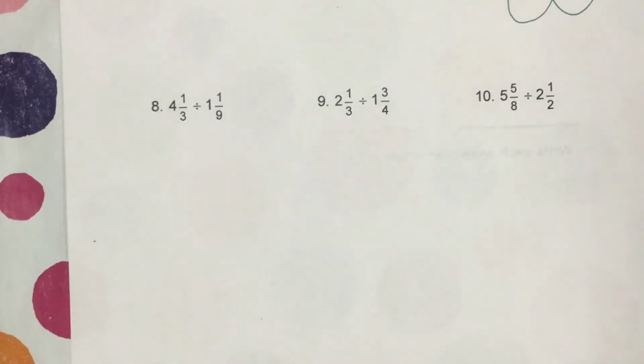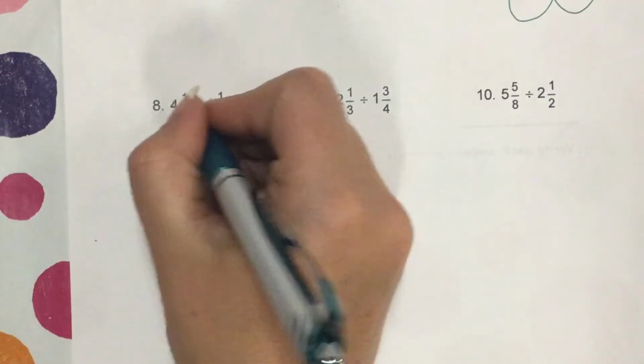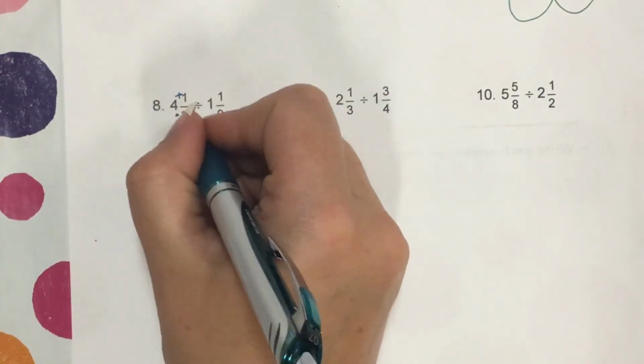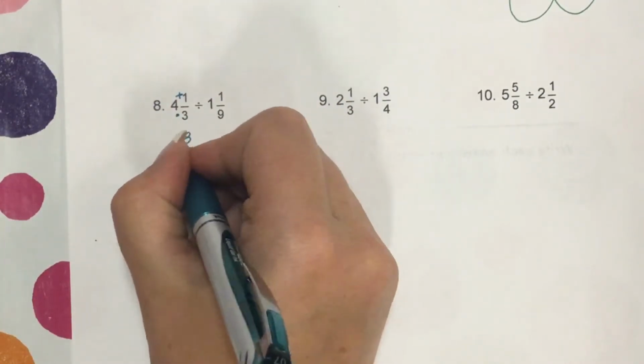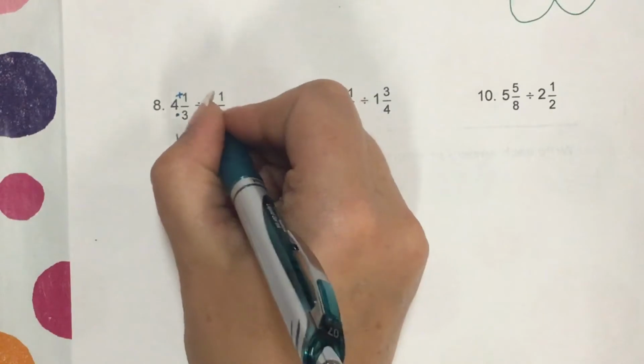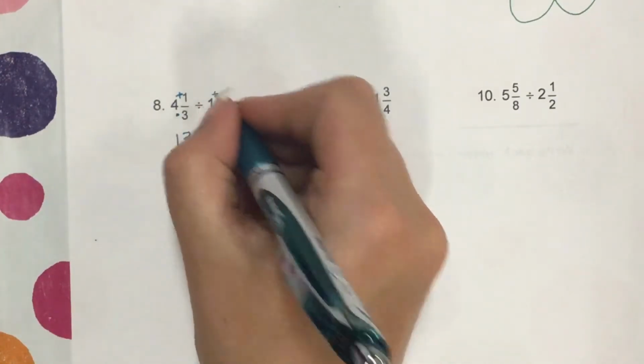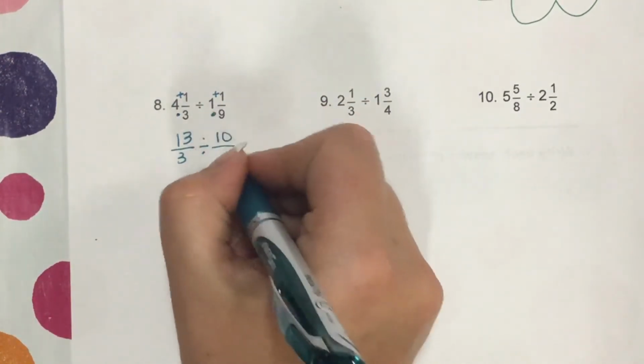8. Oh, we have mixed numbers. So first thing we have to do is change them to improper fractions. Not that bad. We can totally do it. 4 times 3, and then plus add the 1. 4 times 3 is 12, plus 1 is 13. So this is 13 over 3, divided by 9 times 1 is 9, plus 1 is 10 over 9.